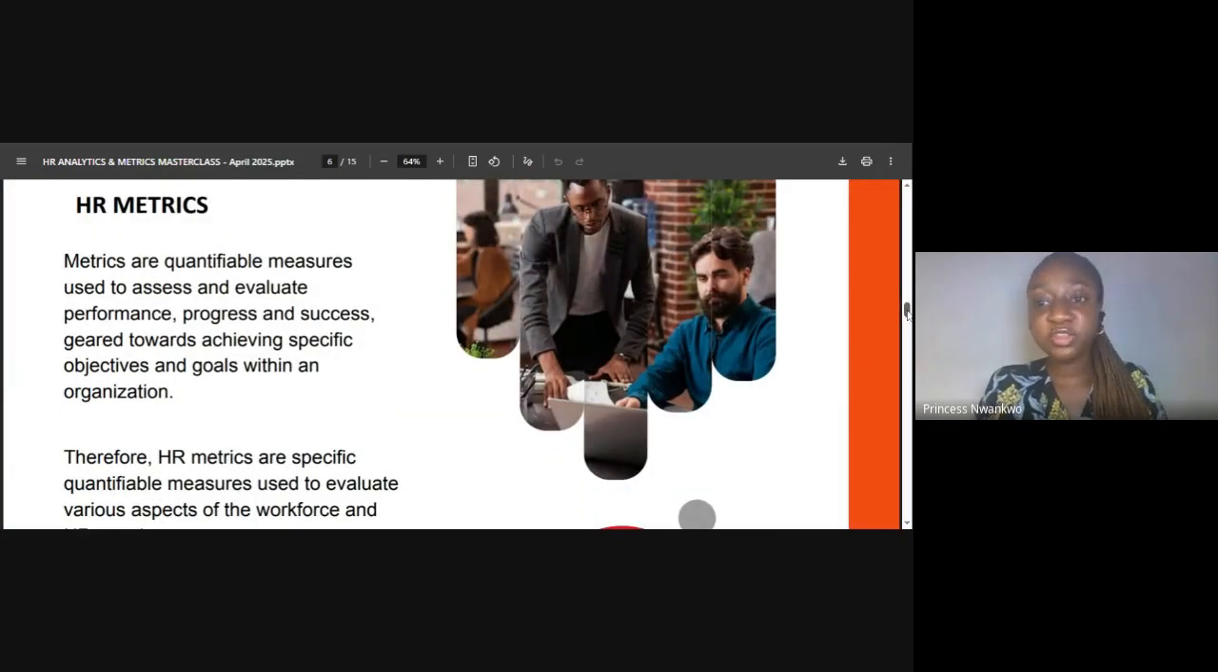I was going to ask, when you hear metrics, what comes to mind, but then I have it on the screen already. When you hear metrics, you hear measurement, standards of measurement. Metrics really are just quantifiable measures that you use to assess and evaluate performance, progress, and success. So metrics are specific quantifiable measures, things that can be measured.